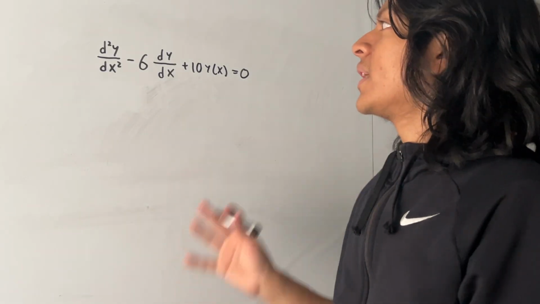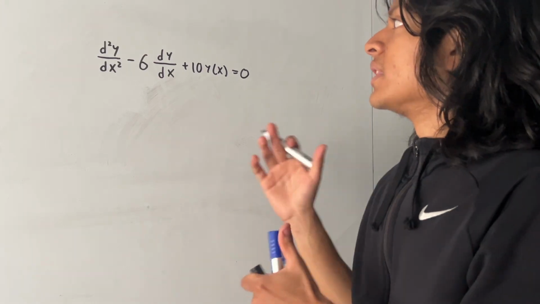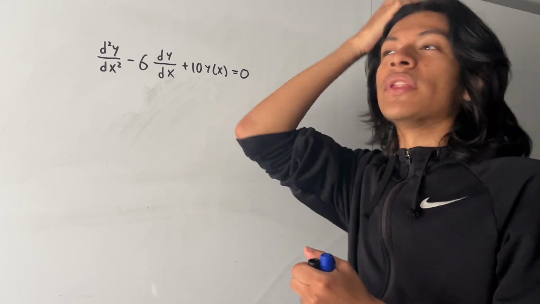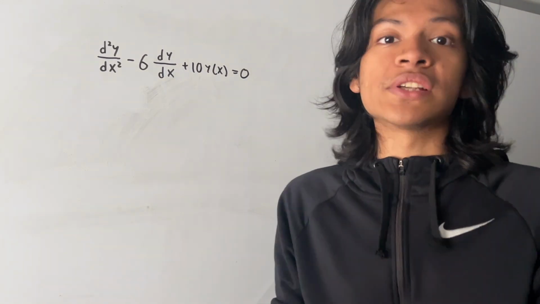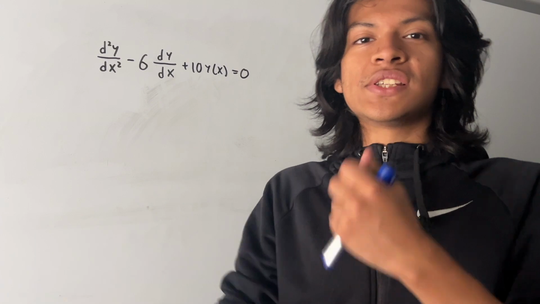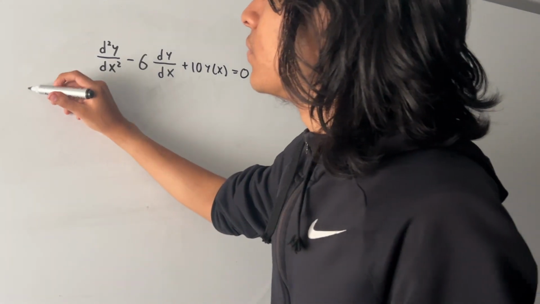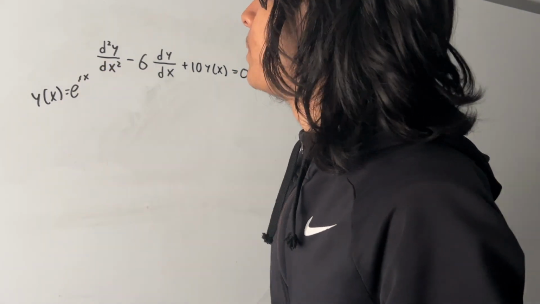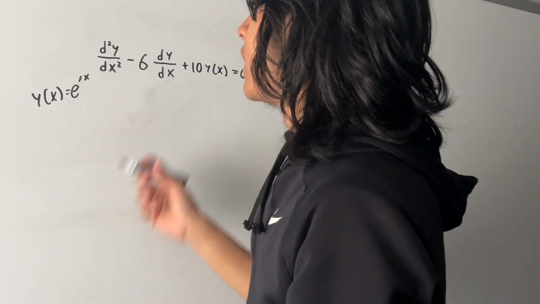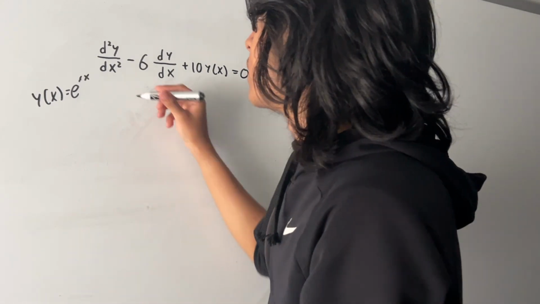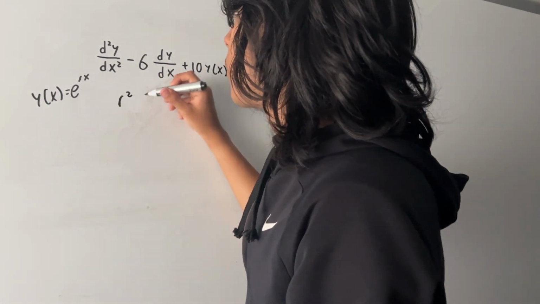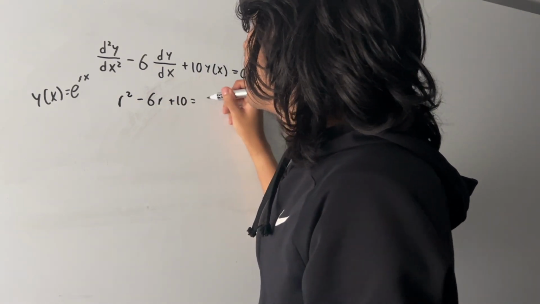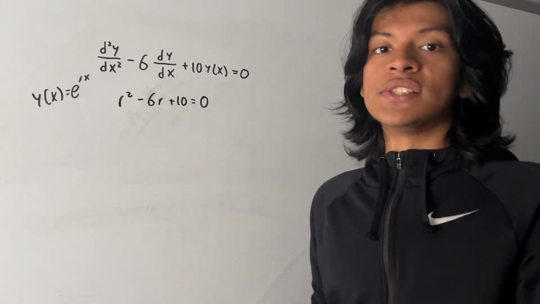Okay, so here we have a differential equation, and this one is going to have complex solutions. Really, when we solve for r, we're going to get a complex number from it. So let's do the same thing. Assume the solution in the form y of x is equal to e to the rx. When we plug this in, I'm just going to skip to the auxiliary equation. So we get r squared minus 6r plus 10 equal to 0.